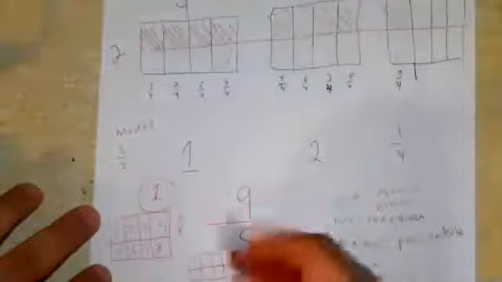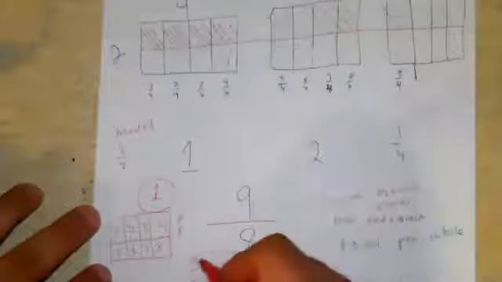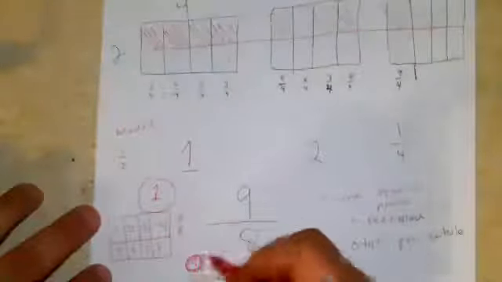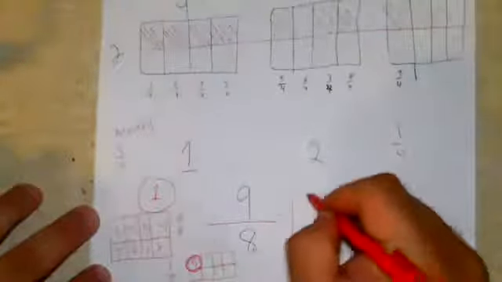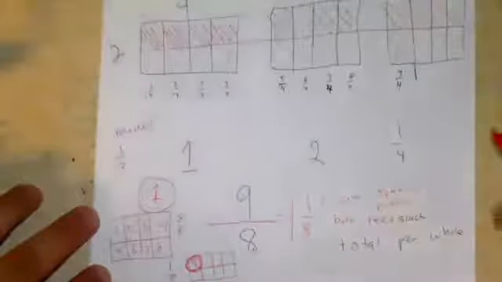Now let's keep counting. 9. And this represents how many? 1 out of how many? 1, 2, 3, 4, 5, 6, 7, 8. So we know that this equals 1 and 1/8. And didn't we get that earlier?